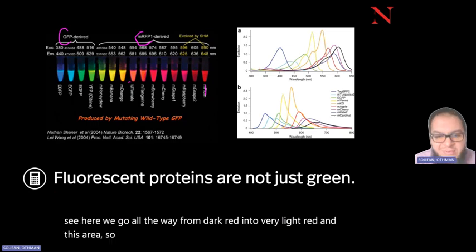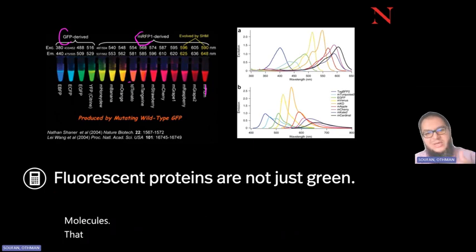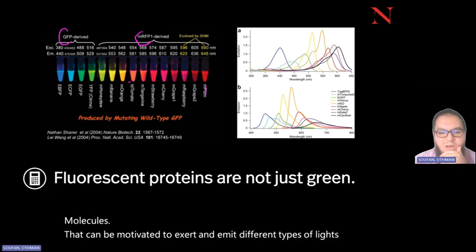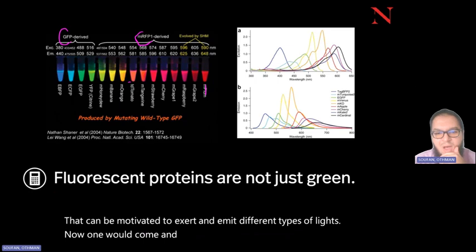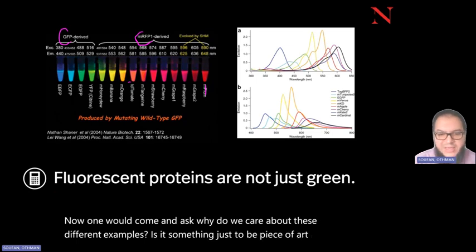So there are other types of molecules that can be motivated to emit different types of lights. Now, one would come and ask, why do we care about these different examples? Is it just a piece of art, or why do we care about this?